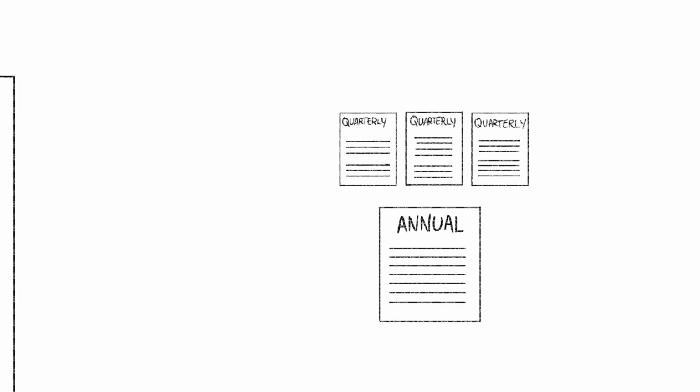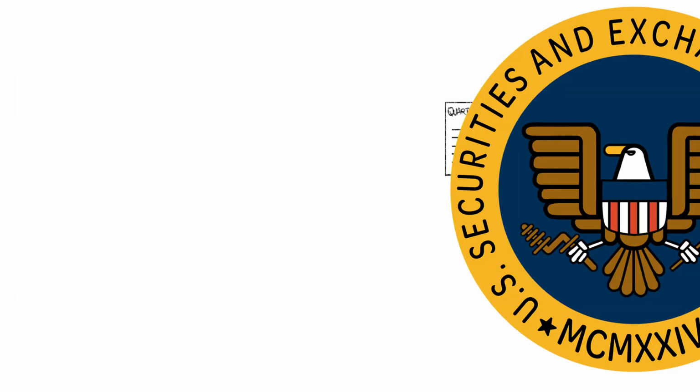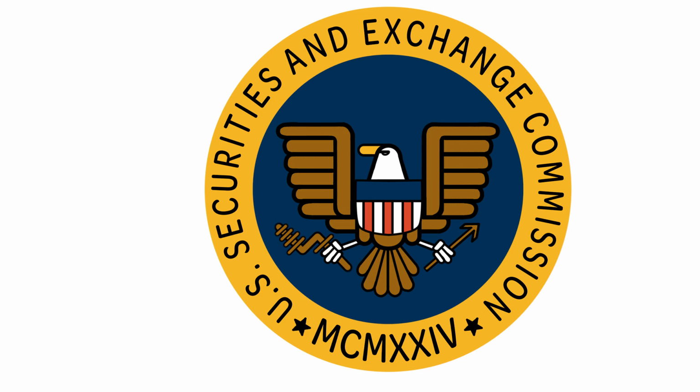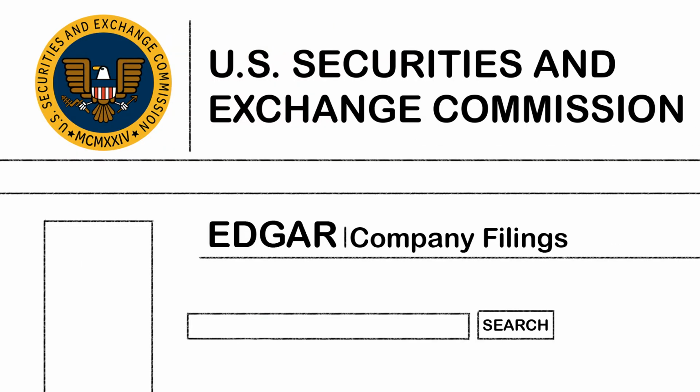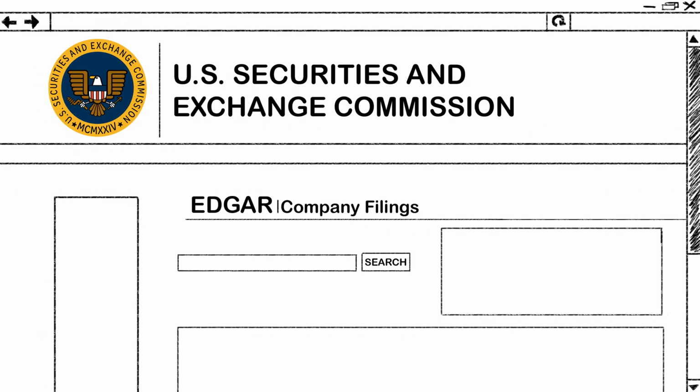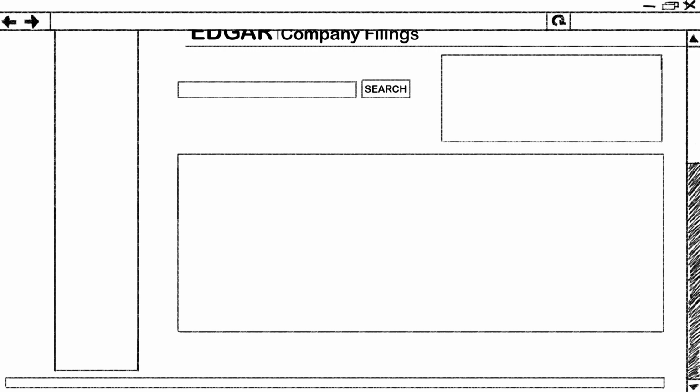Recall from the previous video that U.S. public companies are required to file their quarterly and annual financial statements with the Securities and Exchange Commission, or SEC for short, and that this financial information can be accessed via the SEC EDGAR website. I encourage you to look up the financial information of your favorite public company.